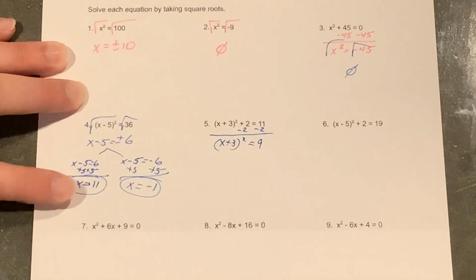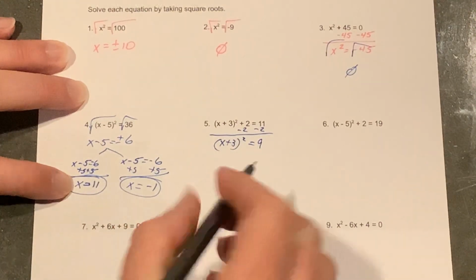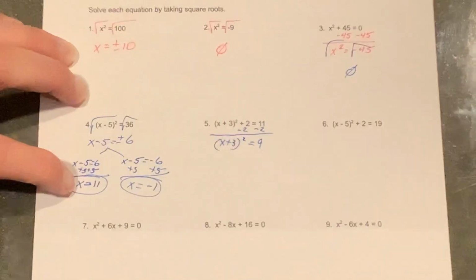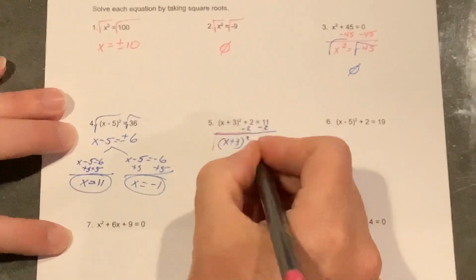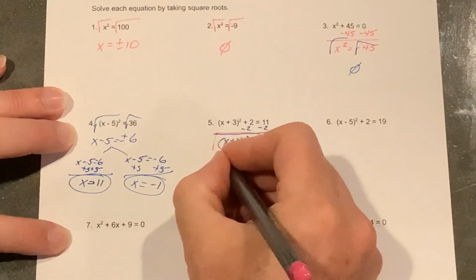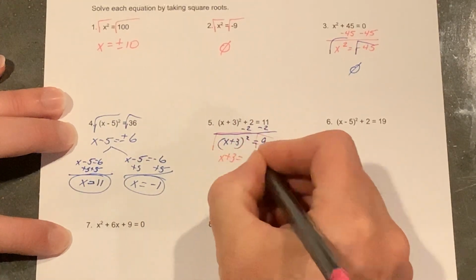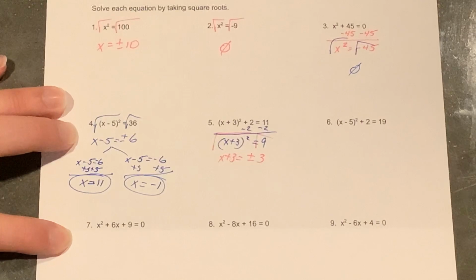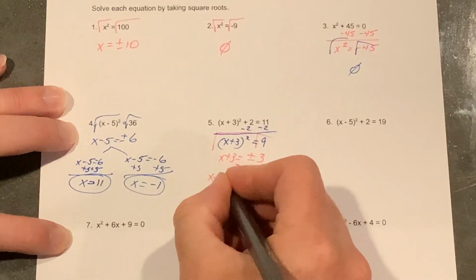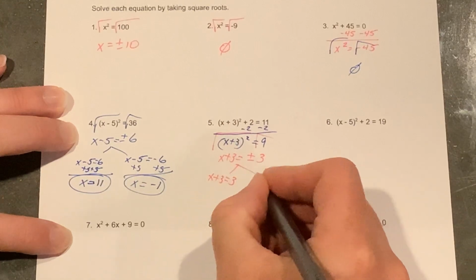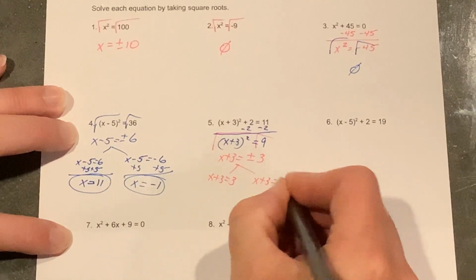So that works out nice because we have a perfect square with 9. Take the square root of both sides. And when we take the square root of both sides to unlock that parenthesis, we're going to get x plus 3 equals plus or minus 3. Okay? Break it up into 2 different equations. X plus 3 equals 3, and x plus 3 equals negative 3.